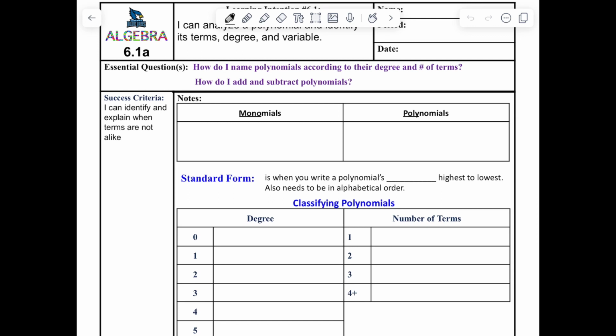Today this is where we talk about monomials and polynomials and the difference between those two. First we'll start with a monomial. A monomial is a single term. That's why you see the mono, M-O-N-O.